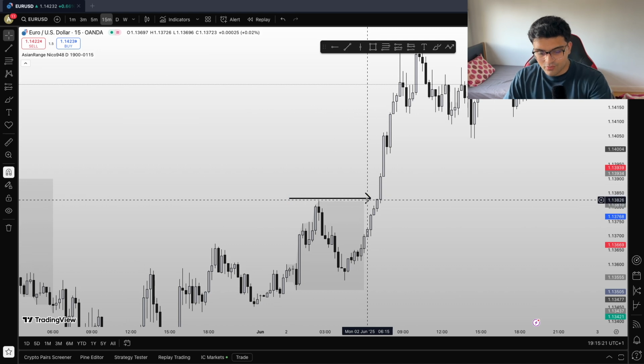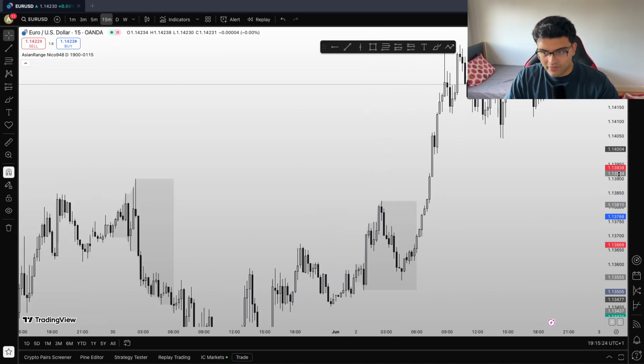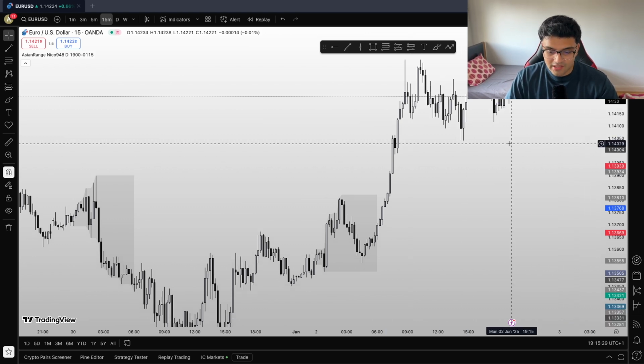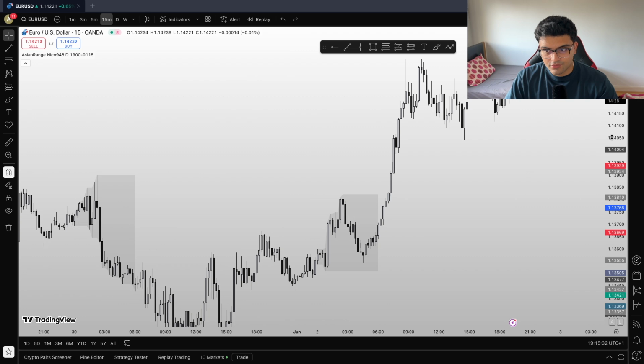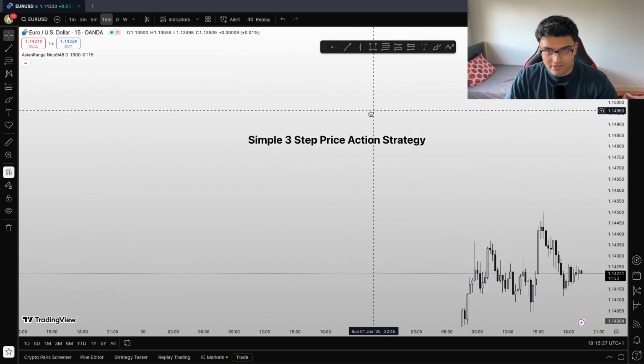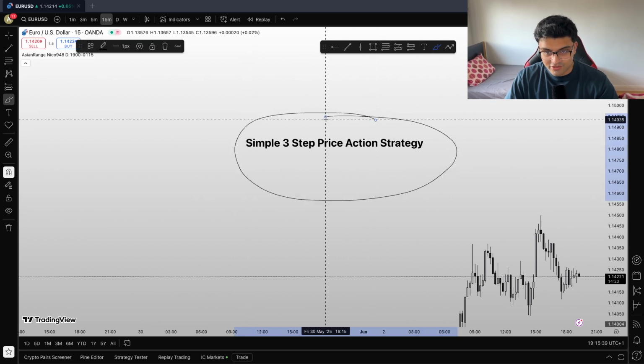But essentially what I'm trying to say is that it's not always going to work. I've got around a 50% win rate, 47, 48% to be fair. And that gives me a good 4% a month. So I'm happy with that. And yeah, this is essentially the 3-step price action strategy.